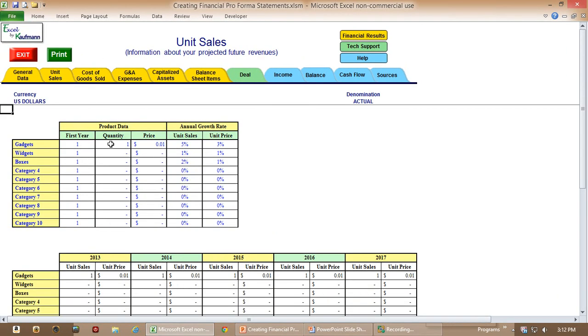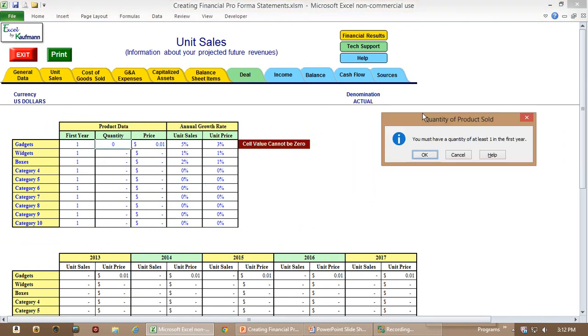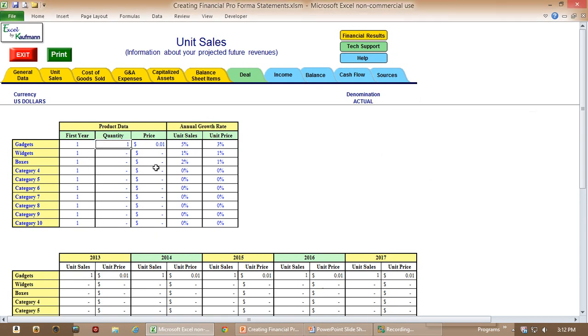And in the first year, let's say we decide, well, the first year I'm not going to be selling anything. Well, if they decided that they were going to put zero, they get a message because we wanted them to show the year that they actually started producing and selling. You have to have a quantity of one, and you can't have zero in the cell. So we're going to have one here.